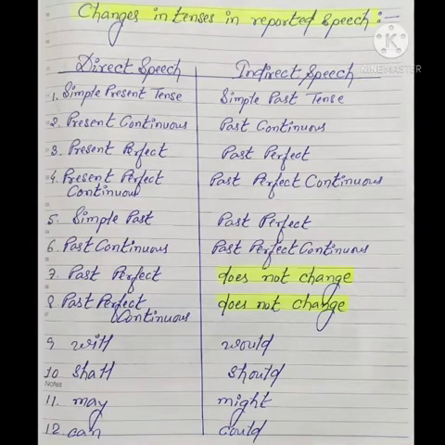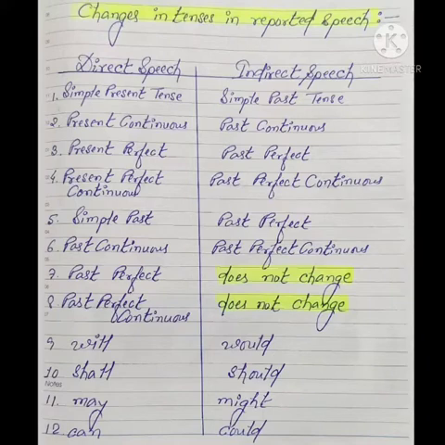And if you have a reported speech in present perfect continuous tense, while converting it into indirect, it will change into past perfect continuous tense. Let me remind you once again that reported speech is a sentence which will be written within inverted commas. Moving ahead, if we have a reported speech in simple past, while converting it into indirect, it will change into past perfect. If you have a reported speech in past continuous, while converting it into indirect, it will change into past perfect continuous.